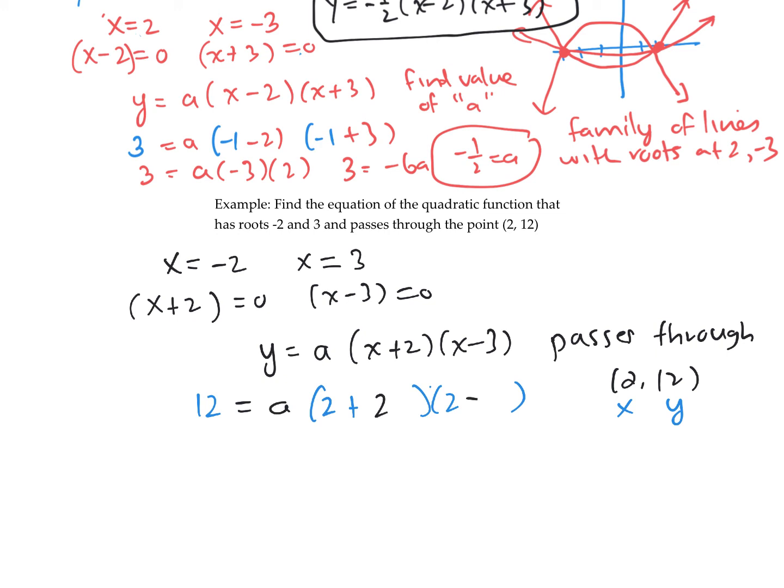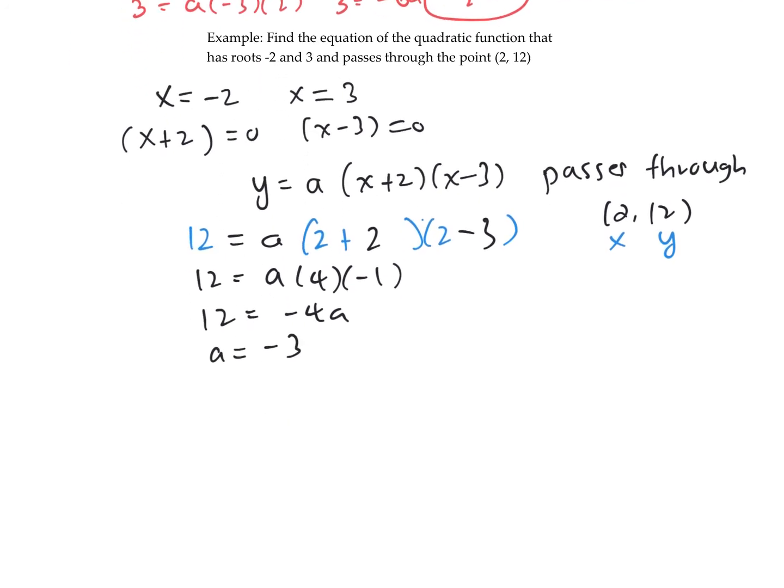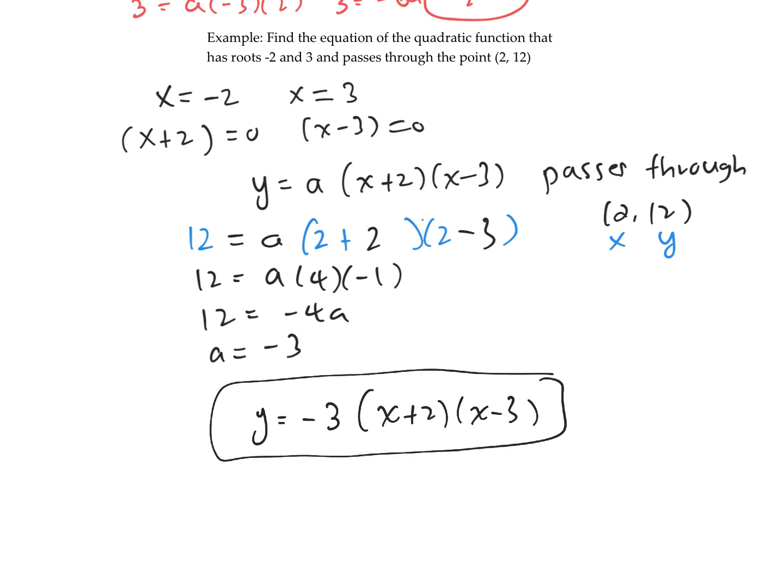So 2, -3, and we'll solve for a. So this bracket equals 4, this bracket equals -1, so 12 equals -4a. So a equals 12 divided by -4, which is -3. Once I know the stretch, we'll put it at the front. Just make sure you check whether the question wants it in vertex or factored form, I should say. Let's erase that. So this is in factored form.